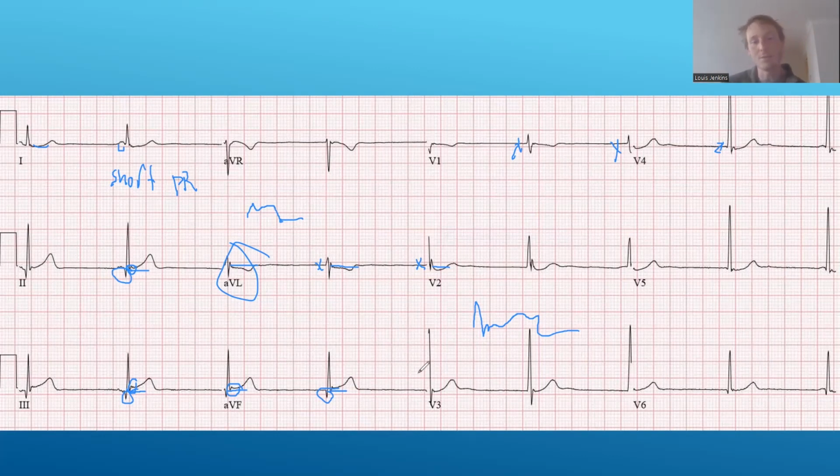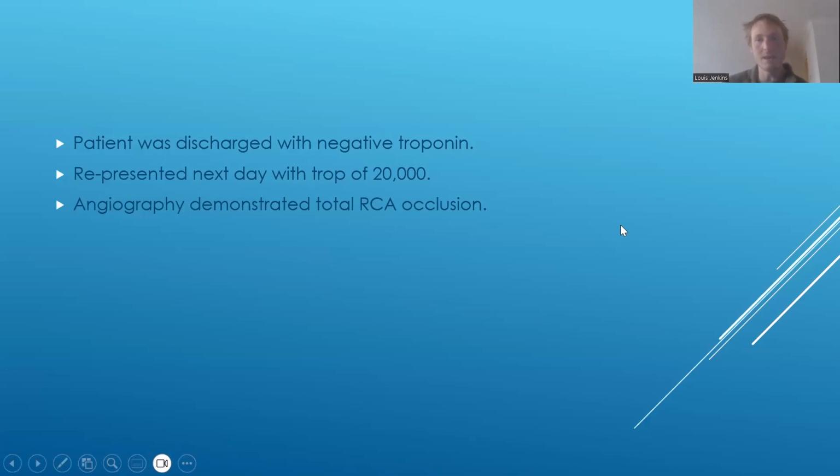But yeah, okay, cool. So we should be concerned about this patient. But this was another ED case. They weren't concerned about this patient. He was discharged because his troponin came back as negative. He represented the next day and his troponin was 20,000. I assume that's nanograms per liter, but I'm not entirely sure.